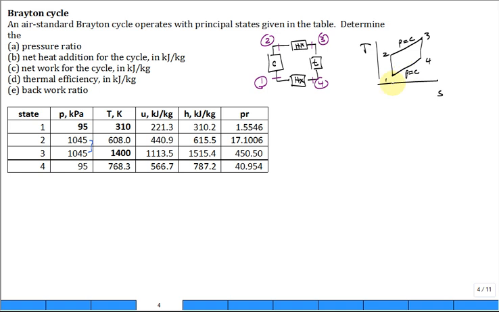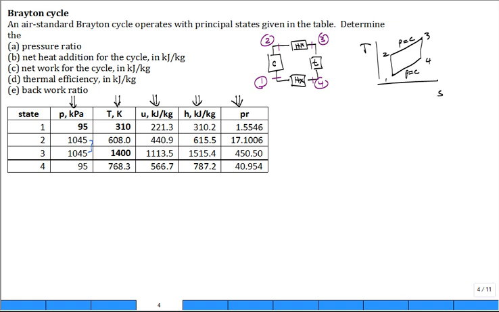Okay. We look at the table: they give us a pressure column, temperature column, internal energy column, enthalpy column, and a P_r column. What is P_r? That parameter in the air tables, used when we had isentropic processes, accounting for variable specific heats.